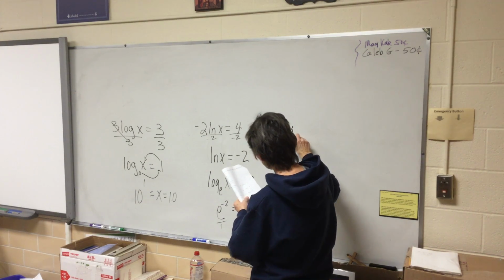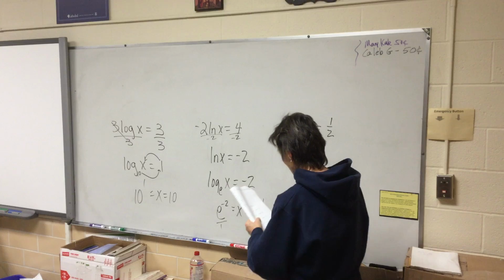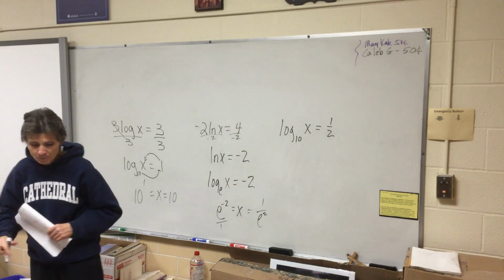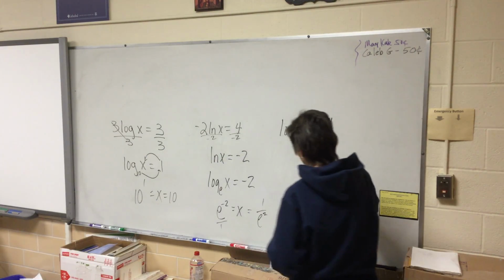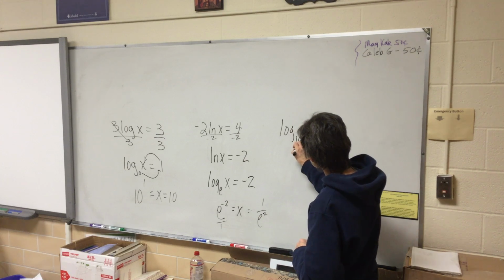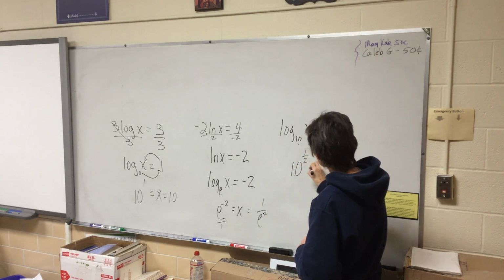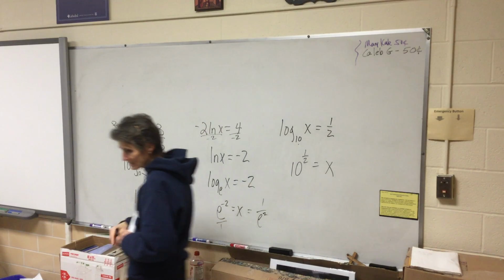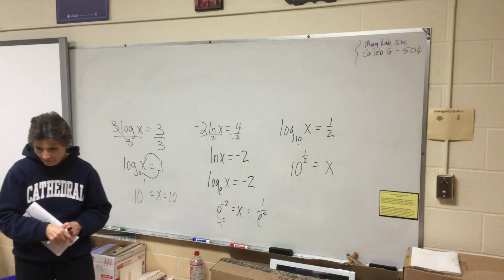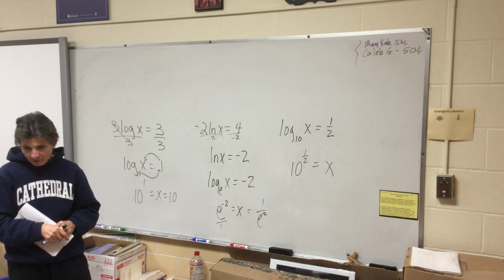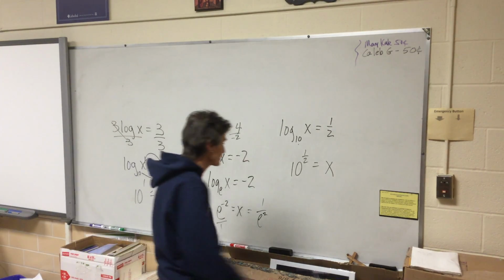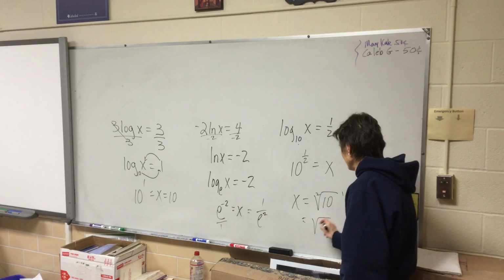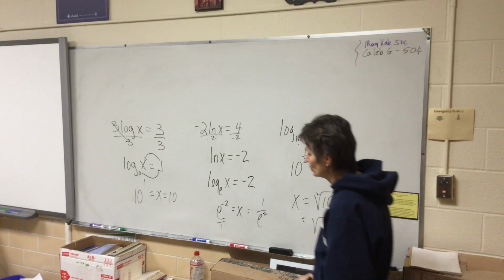All right, 3 more. Log base 10, I'm going to go ahead and put in the base 10 of x equals a half. JP, loop-de-loo that. What does it say? What is this as an exponent equation? Start here. 10 to the half equals x. Yep. And what does a half exponent represent? Oh my goodness. Fractional exponents are radicals. So that's the square root of 10. So x is the square root of 10.